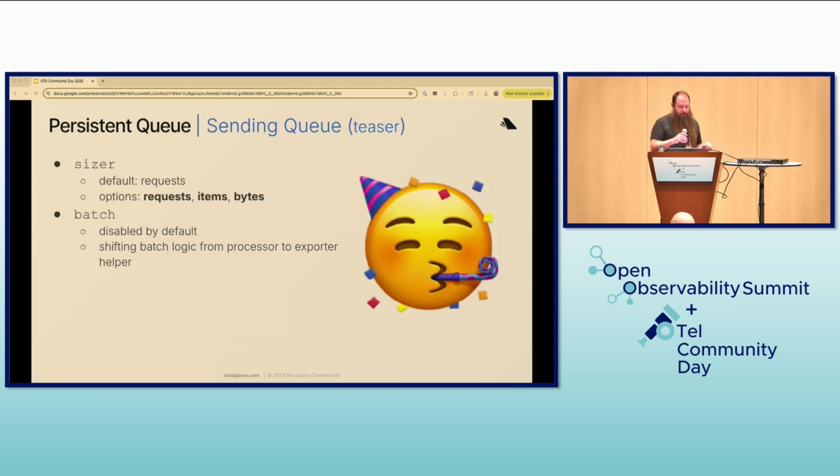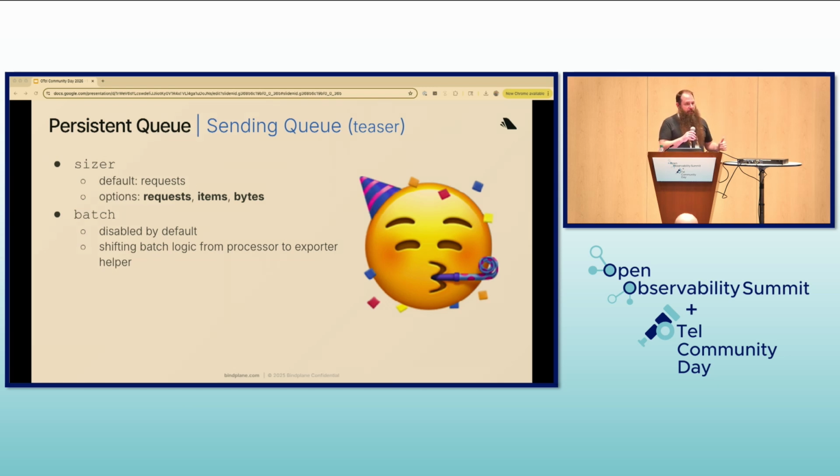And then these two are really in here as teasers. Again, this is not going to be the focus of the talk, but this is really exciting work that's in progress right now in the exporter helper. So the two things here are, one, the sizer. When I said a minute ago that batches default to 1,000 things, what I meant is that in the past, it's always been 1,000 batches, or in this case, they're called requests, so batches of data.